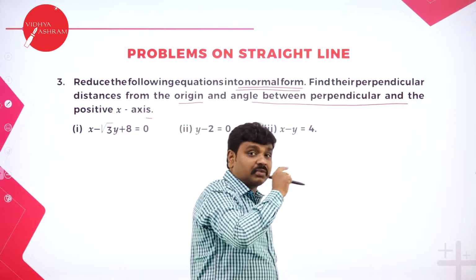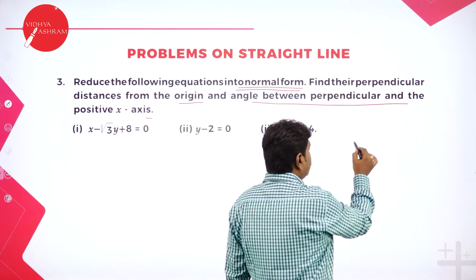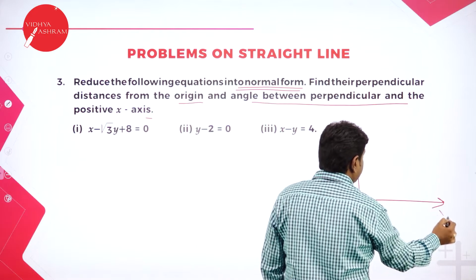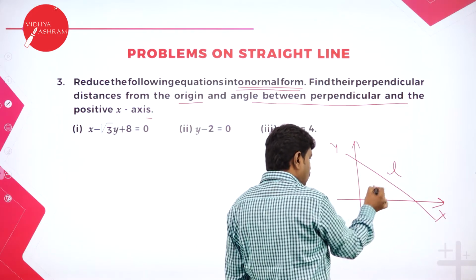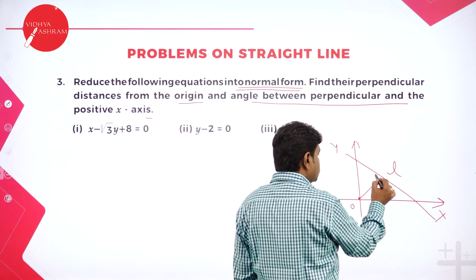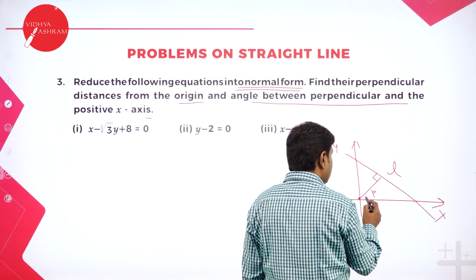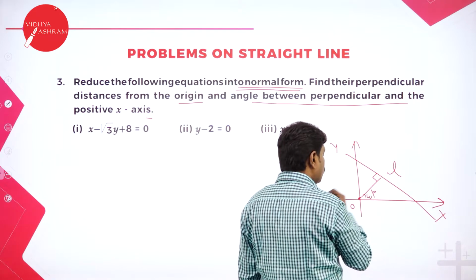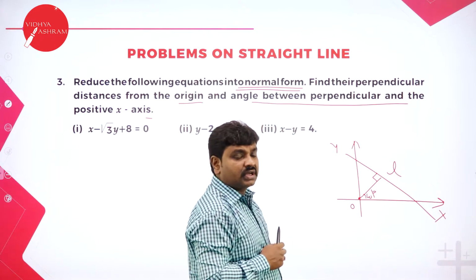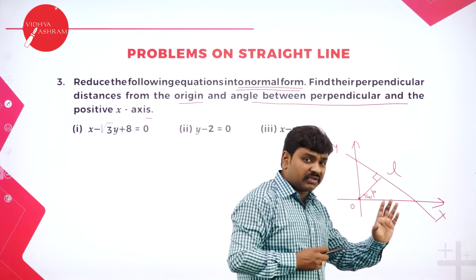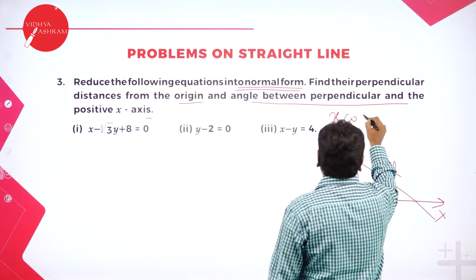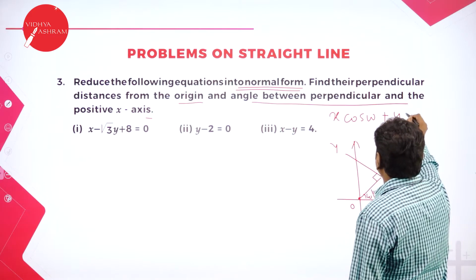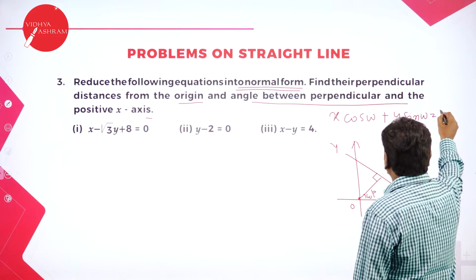First recollect what is normal form. When I take a line, so this is my line, this is line L. When you know the normal to the line, this is the origin. This is the perpendicular distance from the origin, we call it P. And the normal makes angle omega with the x-axis. And if you remember, what is the normal form of a line? x cos omega plus y sin omega is equal to P. We have derived this also.